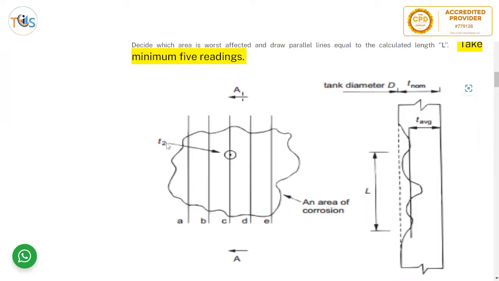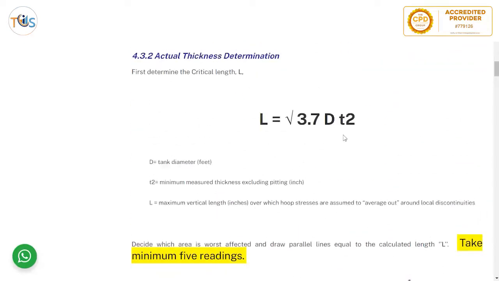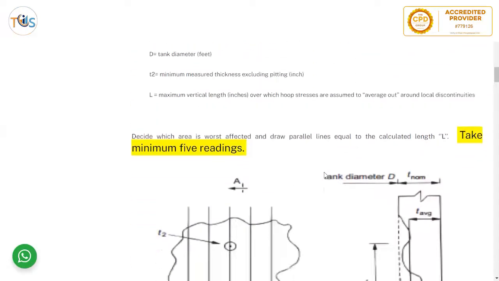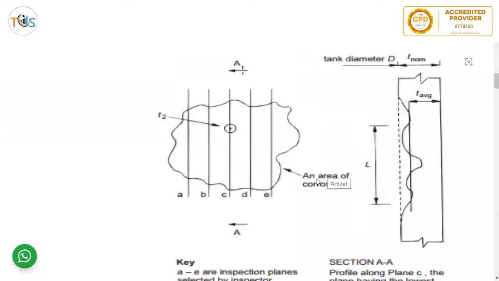So what happens is you first identify the area that's been damaged and then draw lines around that area, and the length L that you should take between those 5 readings is determined by this formula: 3.7 square root of D T2, or maximum 40 inch. So the cap is 40 inch. Whatever you get should be less than 40. If it's more than 40, then take L as 40 inch. Take 5 readings at least.